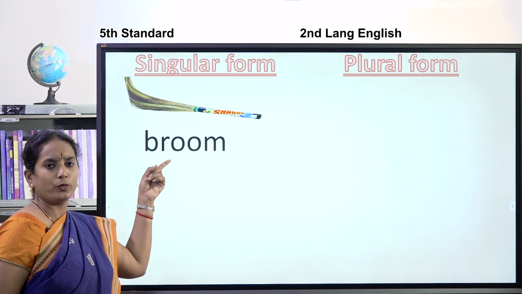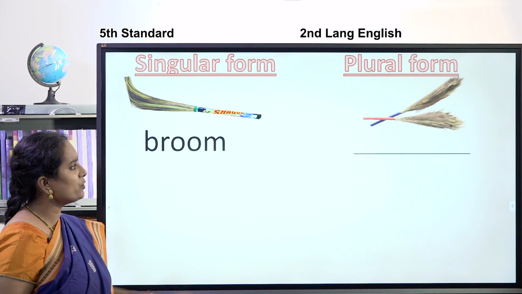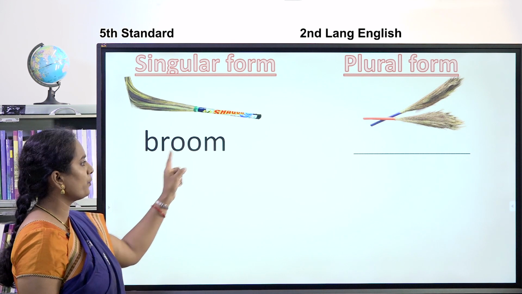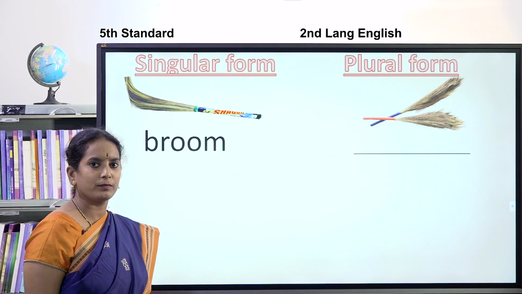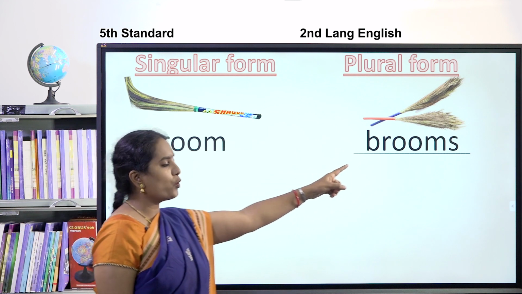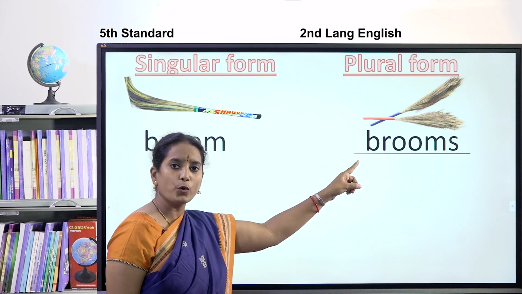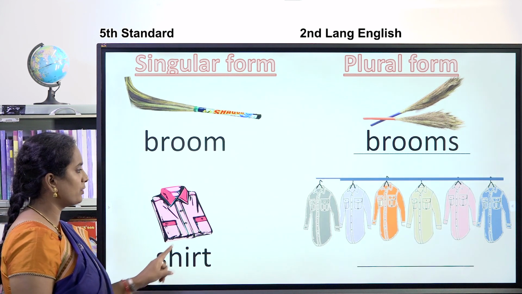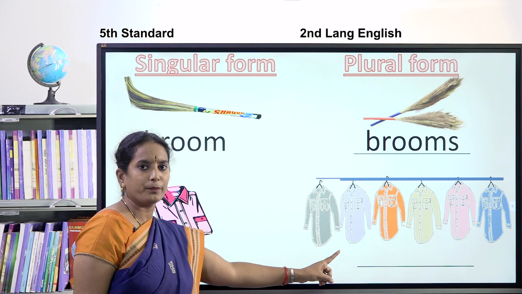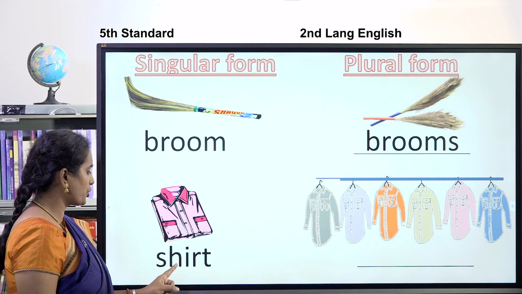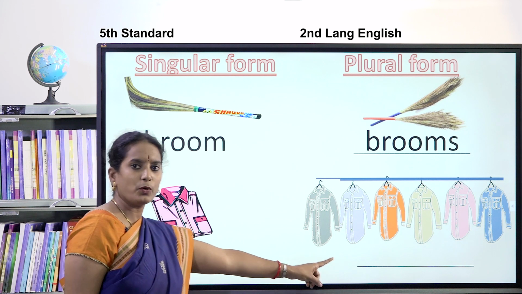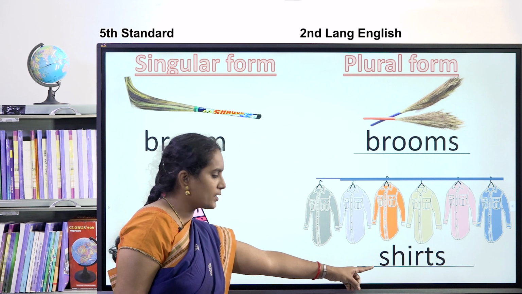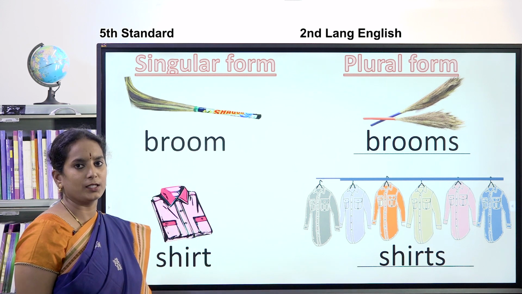This is a broom. What is the word? Broom. Now can you tell me the plural form for this? What is the plural form? Brooms. It is brooms. Shirt. What is the plural form? Shirts. The plural form is shirts.